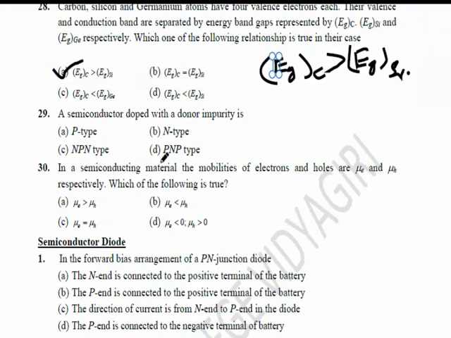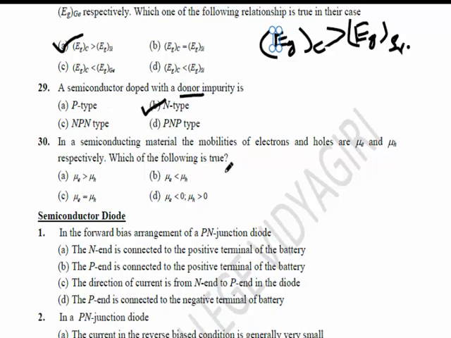Next one, a semiconductor doped with donor impurity. Donor means pentavalent, and pentavalent means N type. So the simple answer is B. Donor means pentavalent, pentavalent means N type. Okay, next question, 30th question.